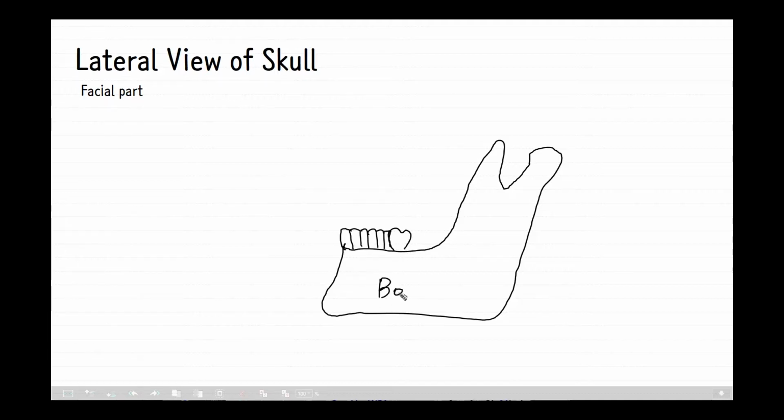This is the body of the mandible, and roughly here is the ramus of mandible. The ramus is a plate of bone projecting upward from the body of the mandible. Its lateral surface gives attachment to the masseter muscle, and the ramus bears two prominent processes superiorly.